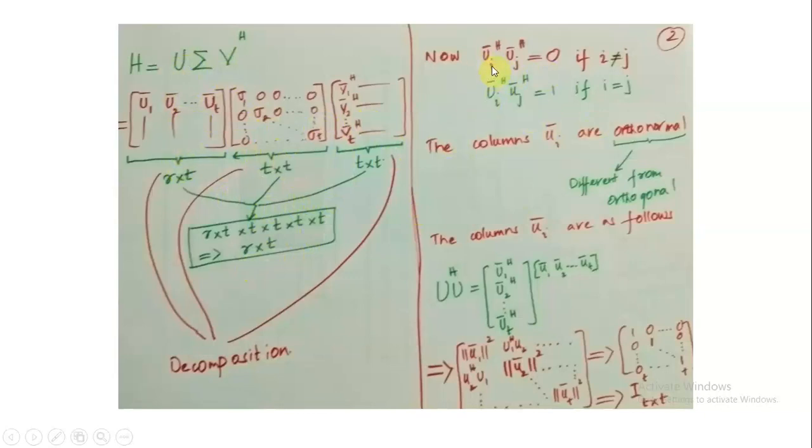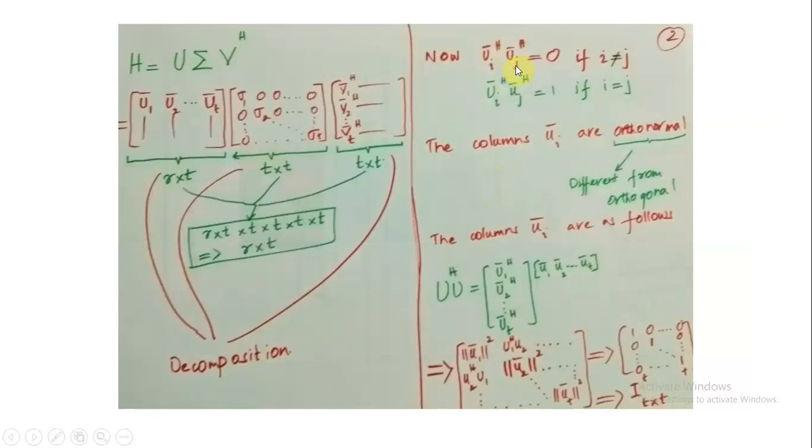The U matrix contains columns of orthonormal vectors. So here is a mistake. We have Ui Hermitian multiplied by Uj, not Uj Hermitian. So you can delete this H here and H here. The important property is orthonormality. The orthonormal property is different from the orthogonal property. All orthonormal vectors are orthogonal also.